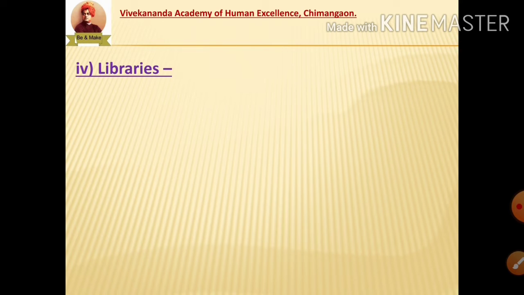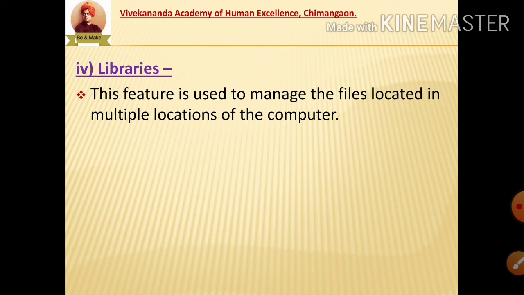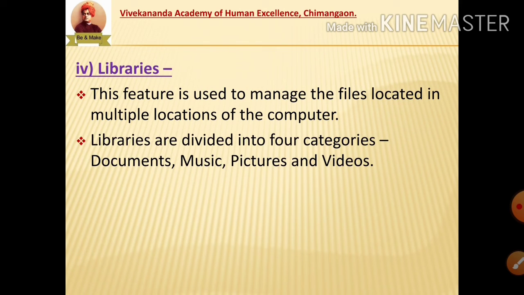The next feature of the Windows 7 operating system is libraries. This feature is used to manage the files located in multiple locations of the computer. These libraries are divided into 4 categories. The first one is documents, second is music, third is pictures, and fourth is videos. So these 4 are the different categories in which we can manage our files from different locations.